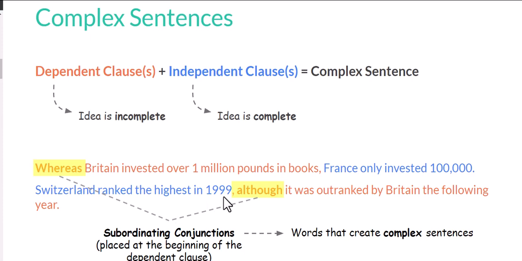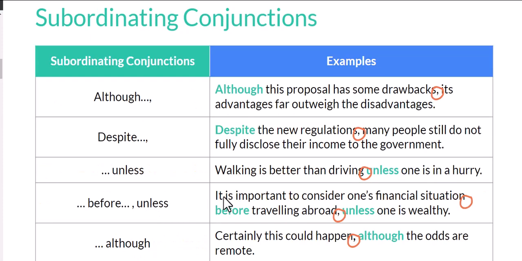So I'm going to move to my next slide here for you. I have here in this schedule all the separating conjunctions that we use in the complex sentence. We have here although, despite, unless, before, unless, although. And I have more examples for you to notice when to use a separating conjunction.